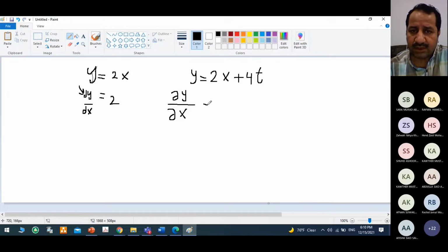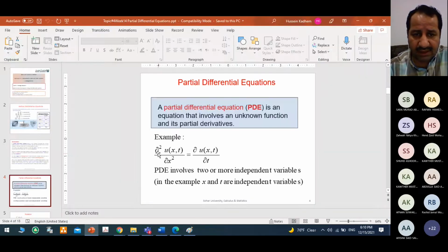So we will say, okay, this is t, 2 only. Why? Because we differentiate this part, it becomes 2 with respect to x. When we differentiate this part, which is a constant, it becomes 0. So for that, the symbol we use here, as you can see, is partial square u of x, t.